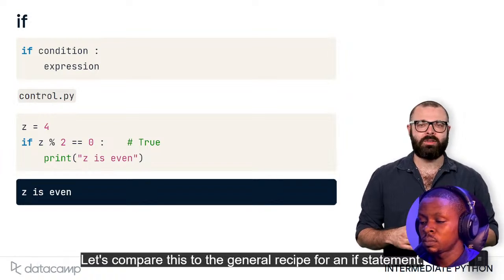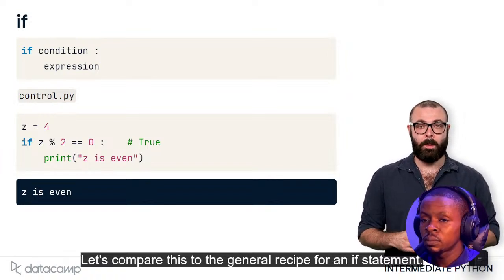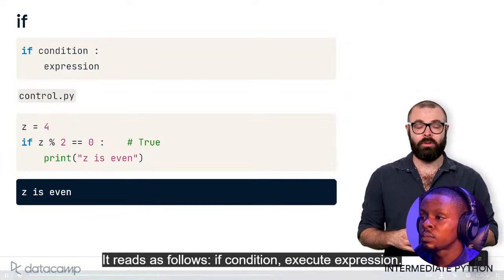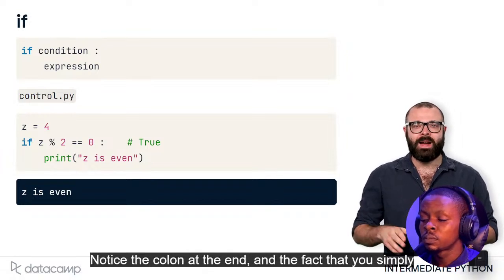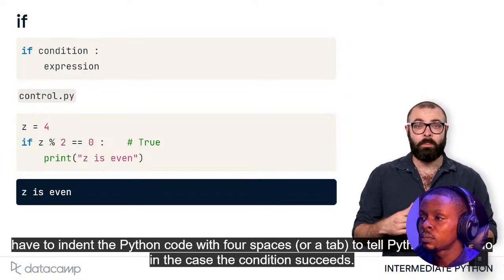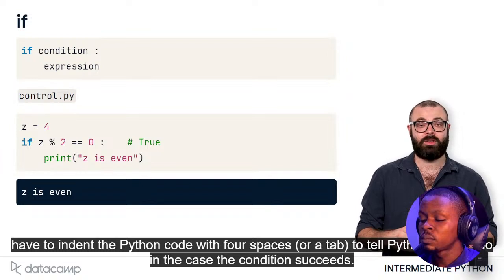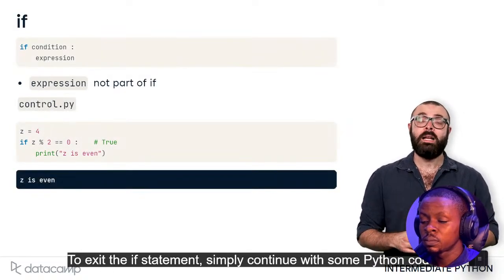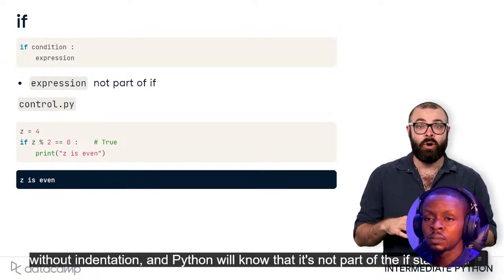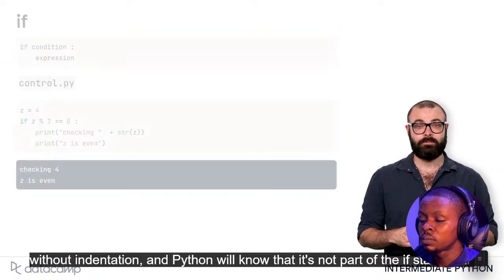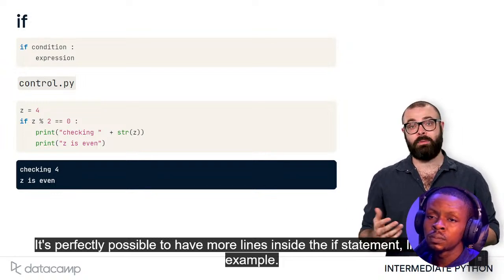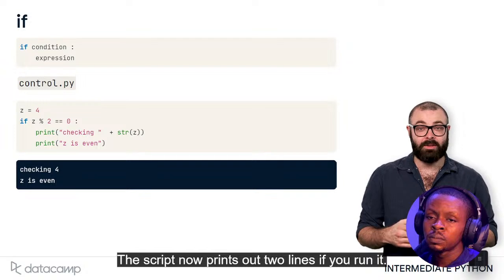Let's compare this to the general recipe for an if statement. It reads as follows: if condition, execute expression. Notice the colon at the end and the fact that you simply have to indent the Python code with 4 spaces or a tab to tell Python what to do in the case the condition succeeds. To exit the if statement, simply continue with some Python code without indentation, and Python will know that it's not part of the if statement. It's perfectly possible to have more lines inside the if statement, like this, for example. The script now prints out 2 lines if you run it.